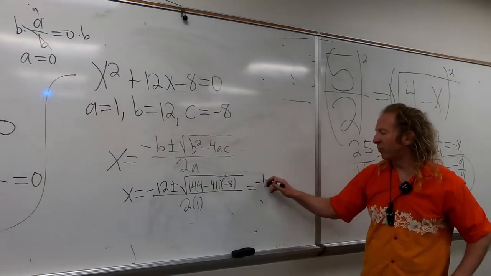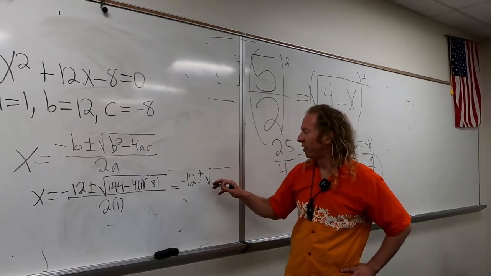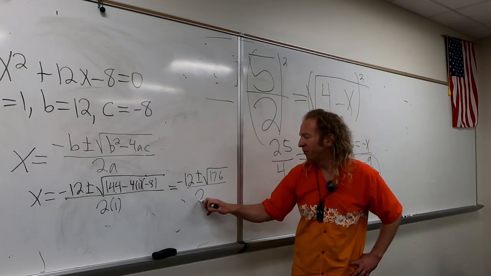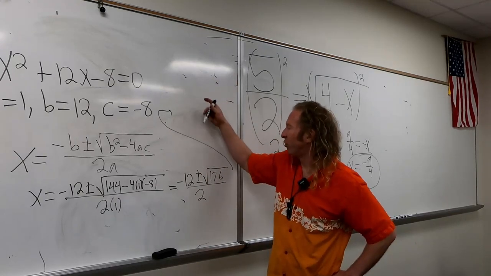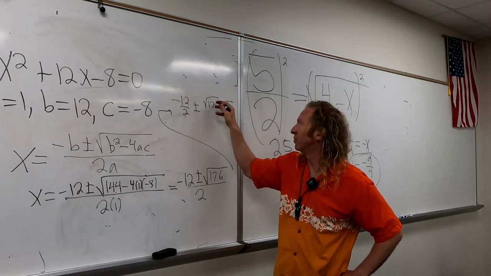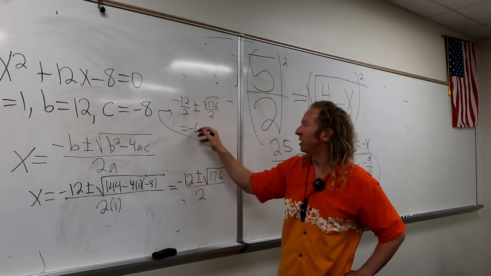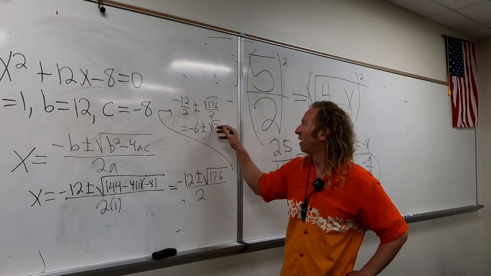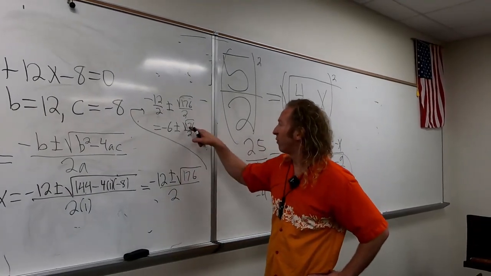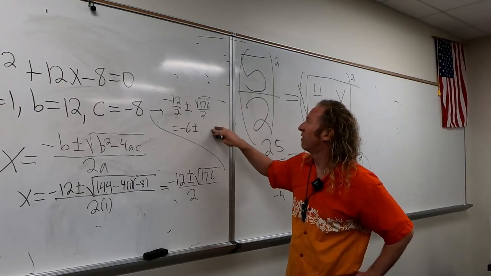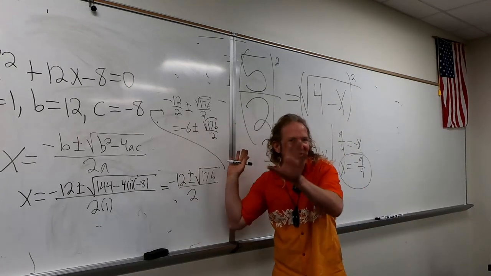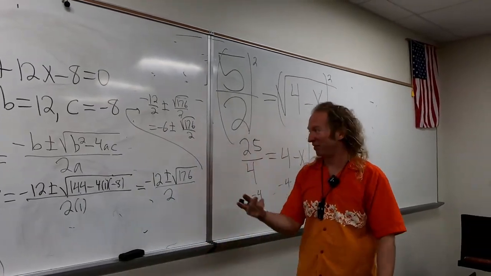So this is negative 12 plus or minus the square root of 176 over 2. Yeah, 144 plus 32 is 176. Let's keep going. So you could break it up. It'll be negative 12 over 2 plus or minus the square root of 176 over 2. You could probably try to simplify that, but my mind is weak. That feels so wrong. 4 square root of 11? Yeah, because it's 44 times 4? I'll leave it as 176, though. I'll just leave it like this. But thank you.